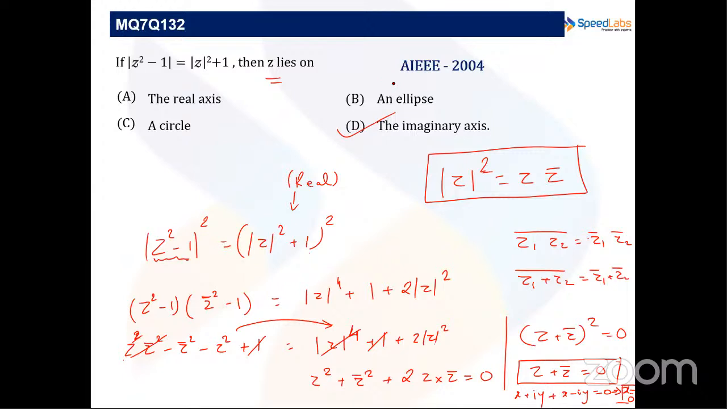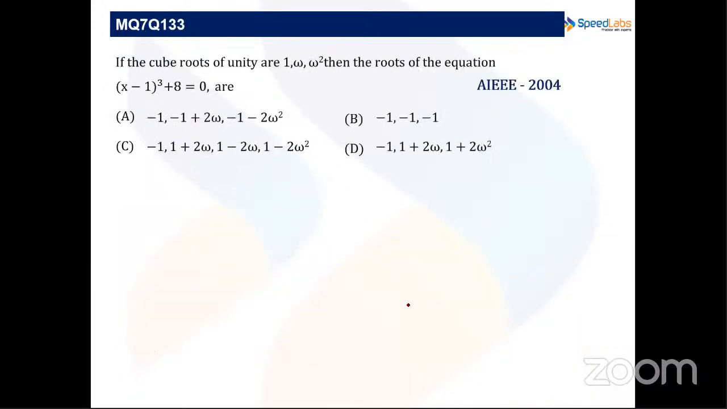Moving to the next question. Our next question is, if the cube roots of unity are one, omega and omega square, then the roots of the given equation are. So this equation we can write as x minus 1 whole cube is equals to minus 8.